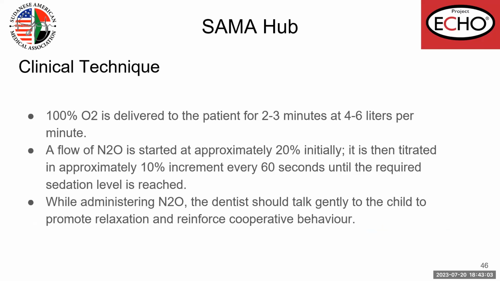First of all, you start with only oxygen. You put 100% oxygen at the beginning for 2 or 3 minutes. And then you start opening the nitrous oxide gas, and you do it incrementally. So you put 20% nitrous oxide, and the oxygen will be only 80%. And then you wait, and you look at the child and talk to your patient to evaluate the response. And then you increase it by 10.